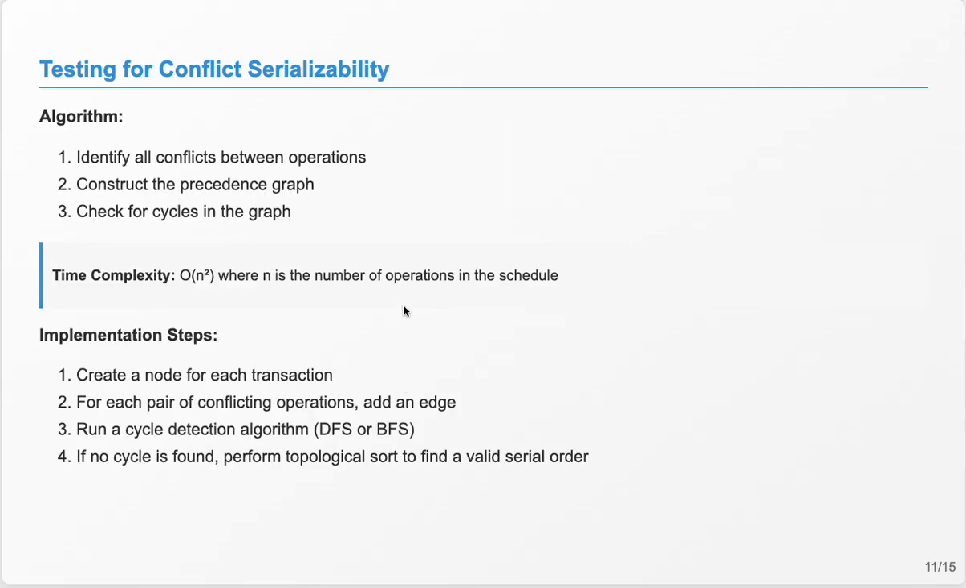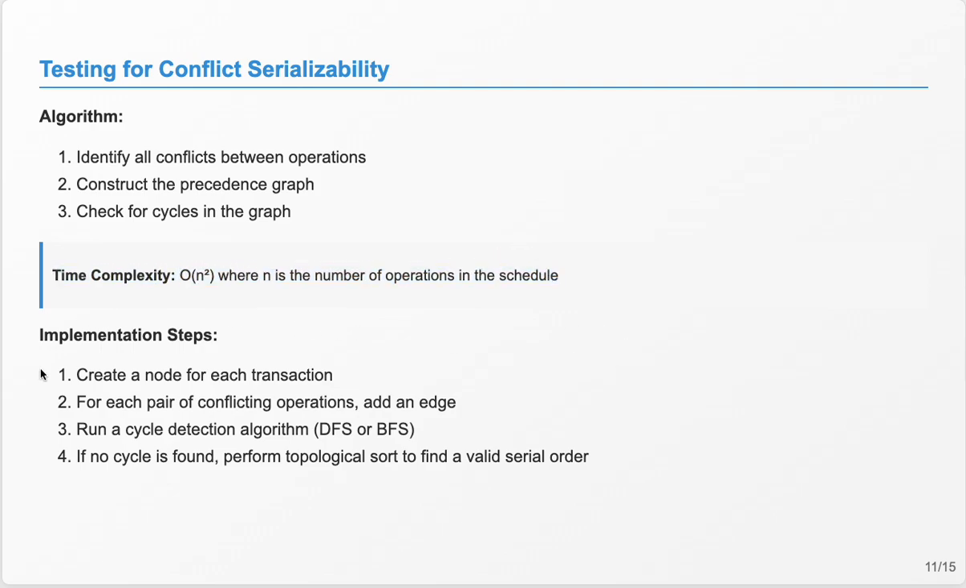To test for conflict serializability, follow this algorithm. First, identify conflicts between operations. Next, build the precedence graph. Then check for cycles in the graph. The time complexity is O of n squared, where n is the number of operations.